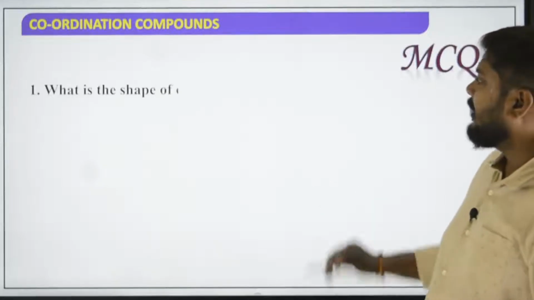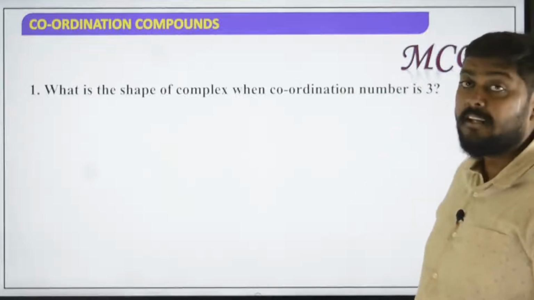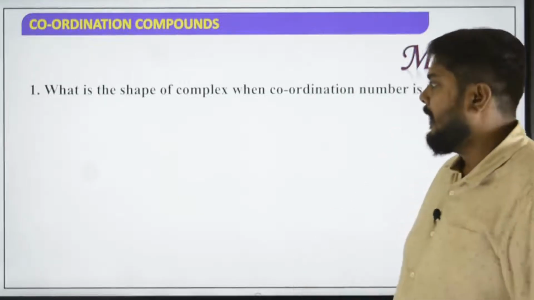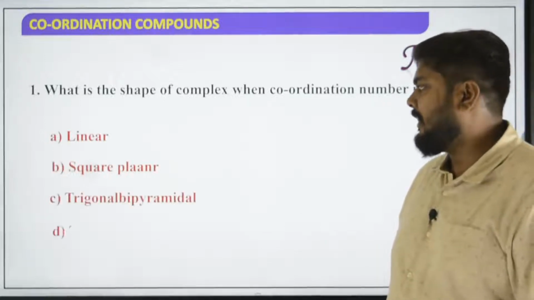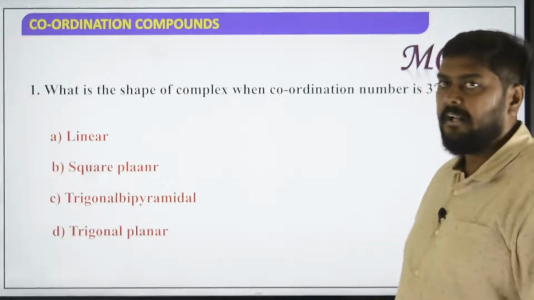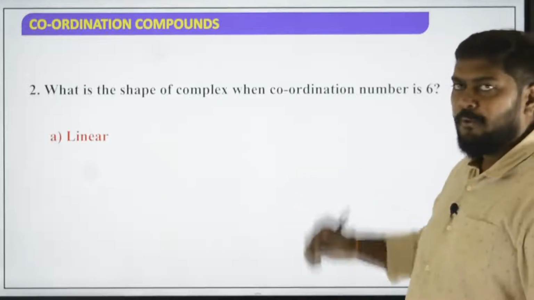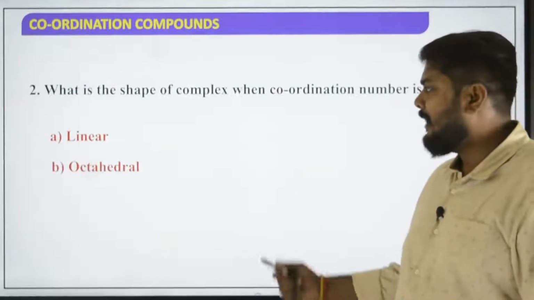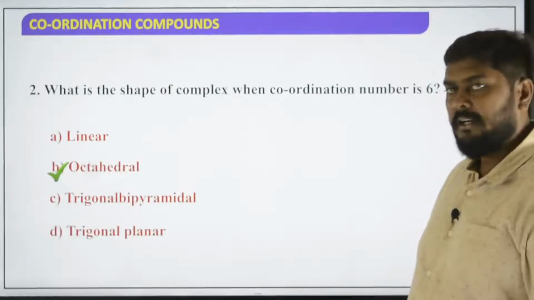So the question is, what is the shape of the complex when the coordination number is 3? The options given are linear, square planar, trigonal bipyramidal, trigonal planar. The answer, we know, is trigonal planar, right? And the next question, what is the shape of the complex when the coordination number is 6? We can give it as octahedral, right?